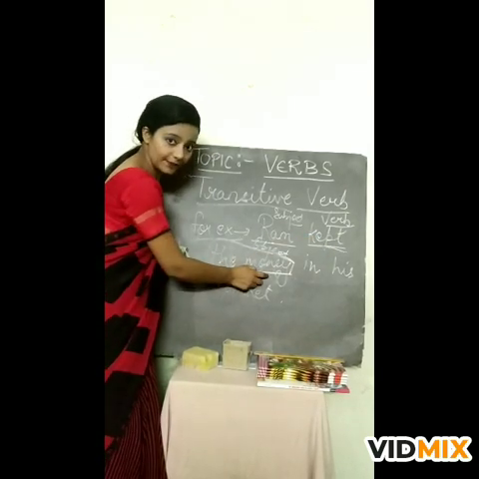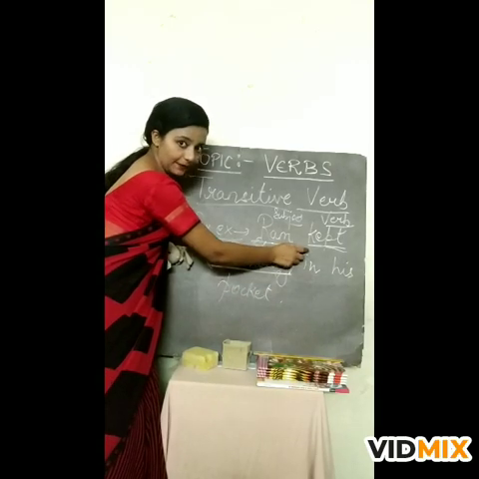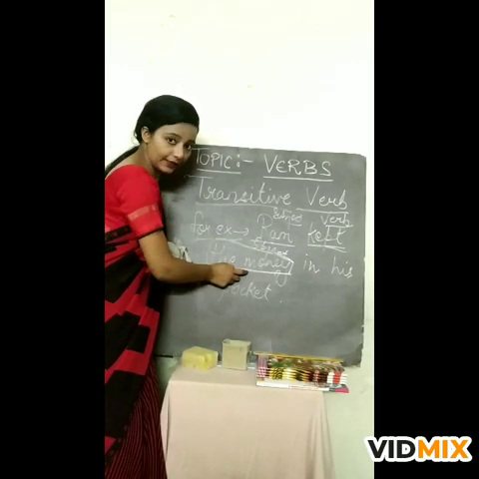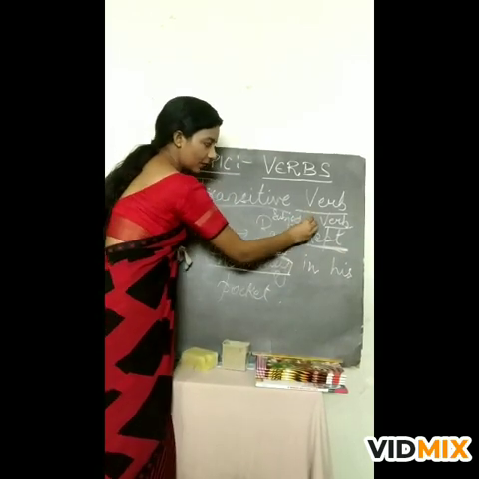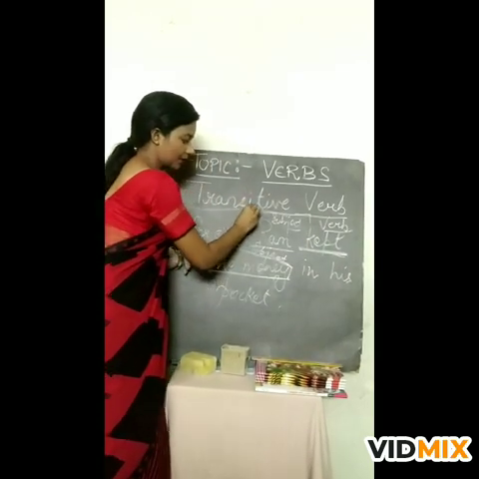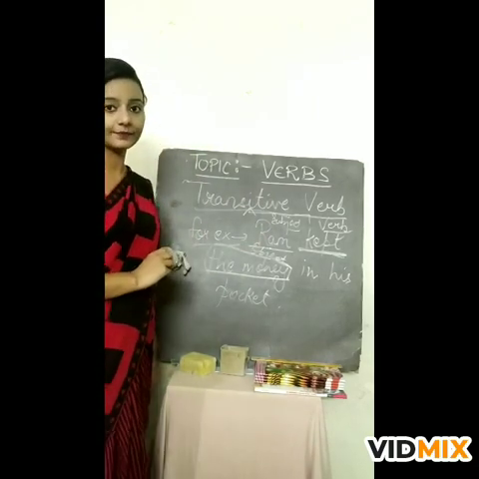The sentence consists of an object. The verb is kept and the object is money. So the word kept will be a transitive verb. Understand, students?